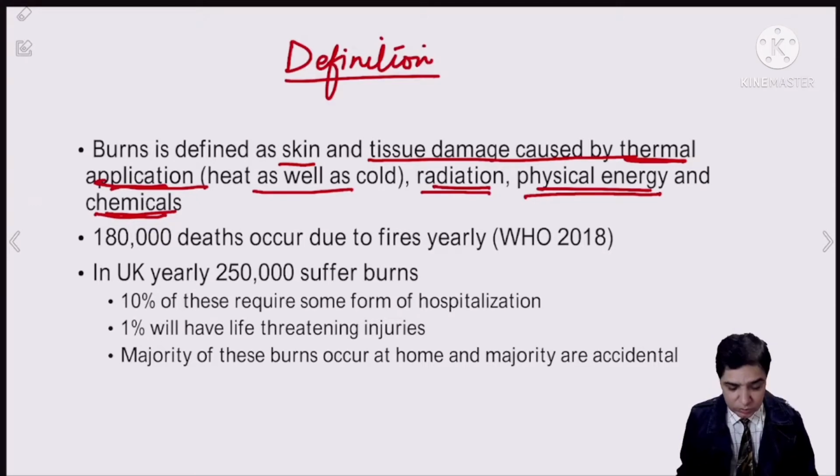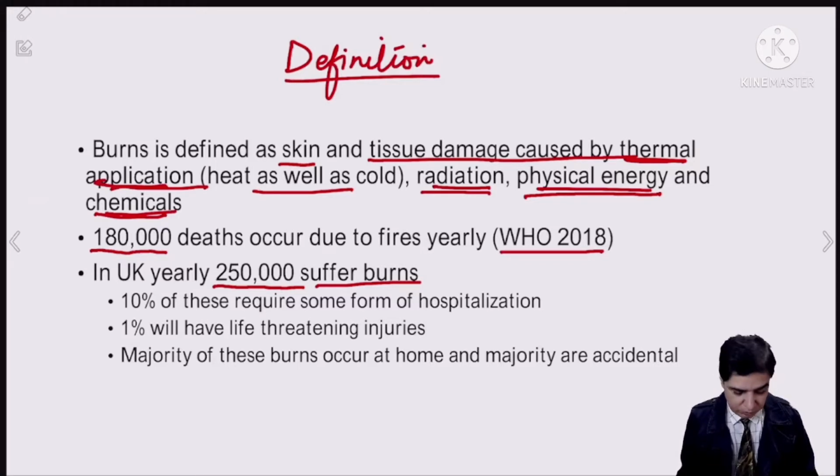Now, all over the world, and these are the World Health Organization statistics of 2018, they say that over the year in 2018, 180,000 deaths occurred worldwide because of the complications associated with burns. As far as the local data is concerned, here in the UK, around 250,000 people suffer burns. So this is not the pediatric data. This is the whole data. So it includes children as well as adults. So every year, 250,000 persons suffer from different types of burns.